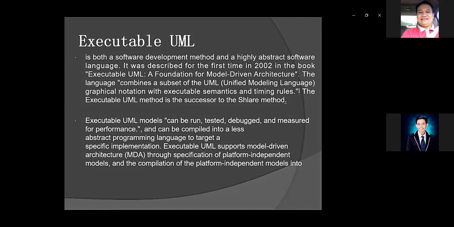Executable UML models can be run, tested, debugged, and measured for performance, and can be compiled into a less abstract programming language to target a specific implementation. Executable UML supports Model Driven Architecture, MDA, with specification of platform-independent models, and compilation of the platform-independent models into platform-specific models.